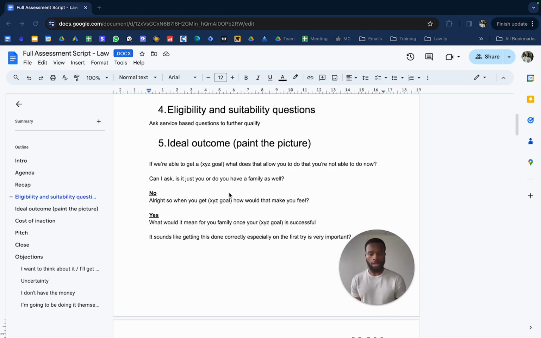So it's very key to also ask this question if they have a family that's around them, okay? And then after that question, you can ask, how would that make you feel knowing that you were able to help your family do X, Y, Z? So you can ask follow-up questions from then on as well, okay?